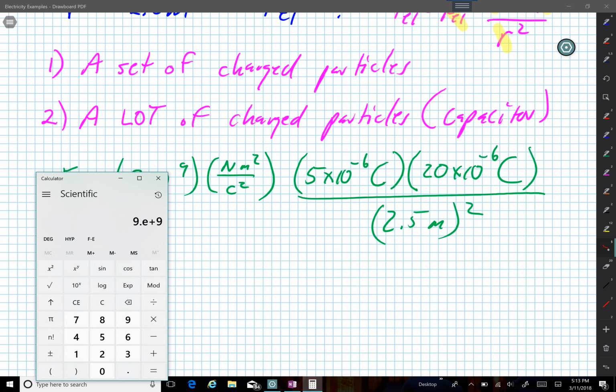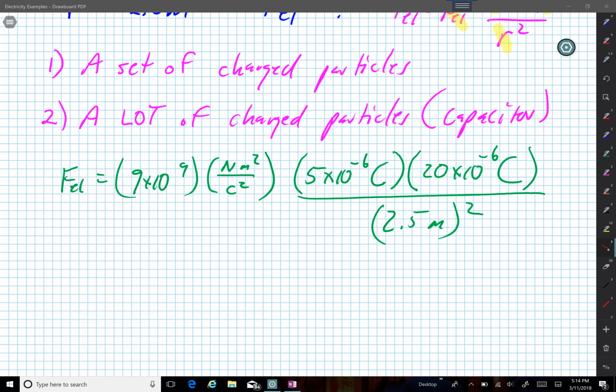9e9, that's 9 times 10 to the 9, times 5e6. This is the key I was looking for. Change sign to negative 6. All right, times 20e6. Change the 6 to a negative. That's the numerator, and then I've got to divide by 2.5 squared is 0.144.